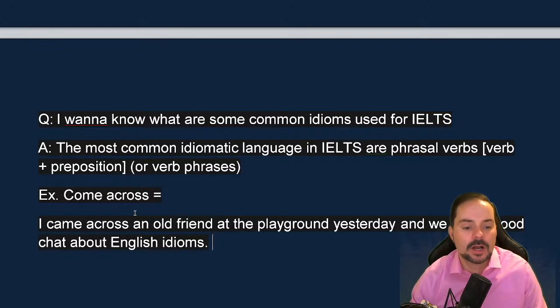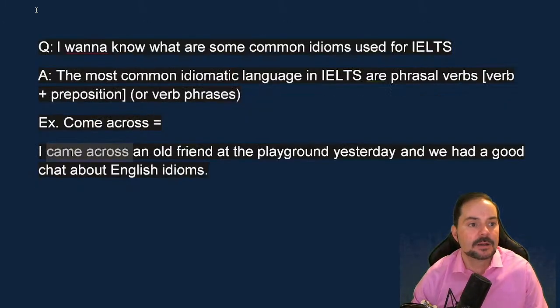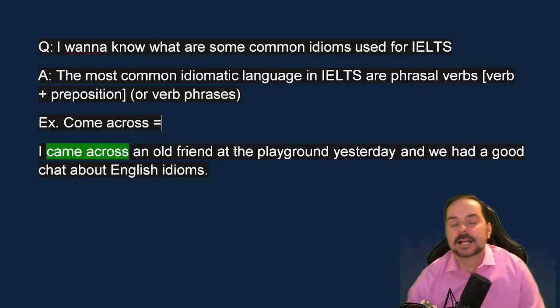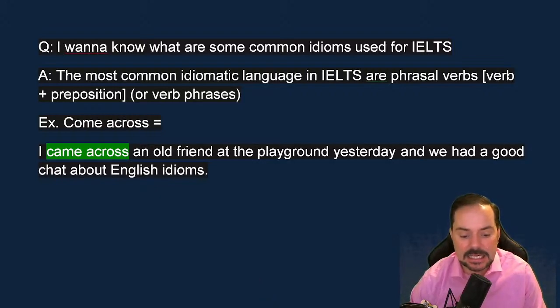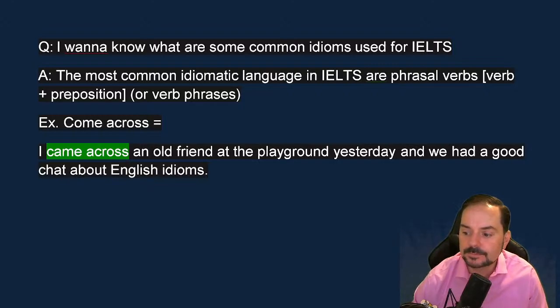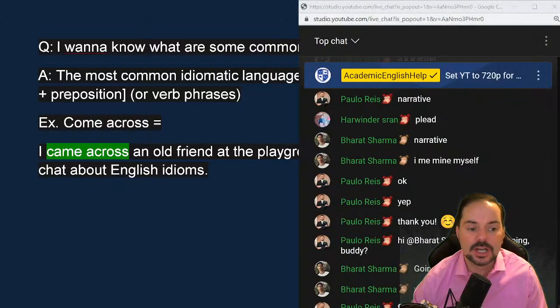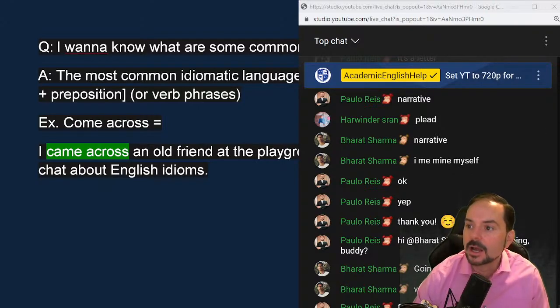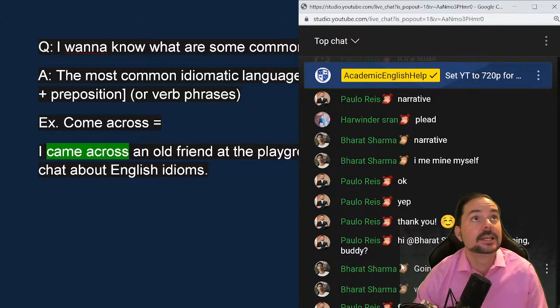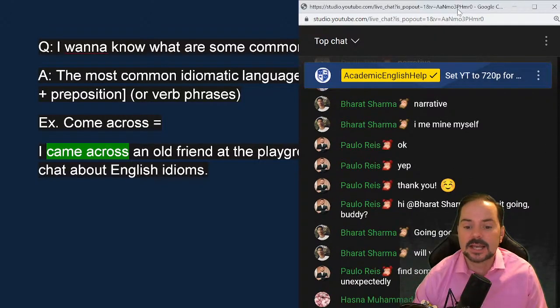Okay, so came across in this sentence here, what does it mean? Can anybody tell me what come across means in this sentence? So Harwinder says it means meet. It's more than just meet, Harwinder. Natalie says that it means to meet or to see unexpectedly. Okay, here you can see Natalie's answer here, to see unexpectedly or to meet.